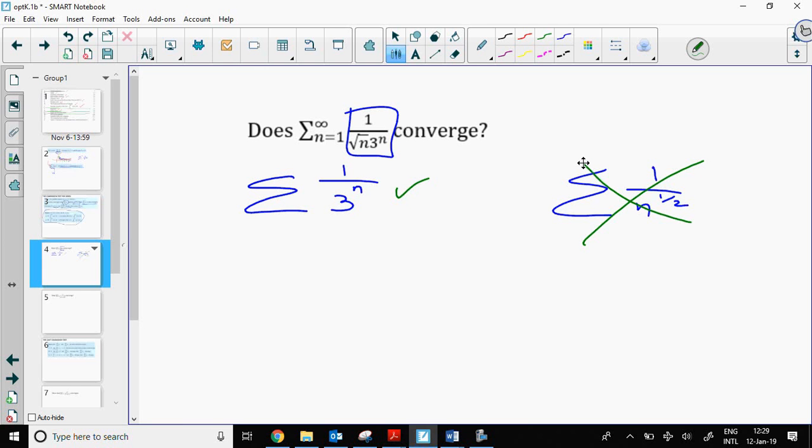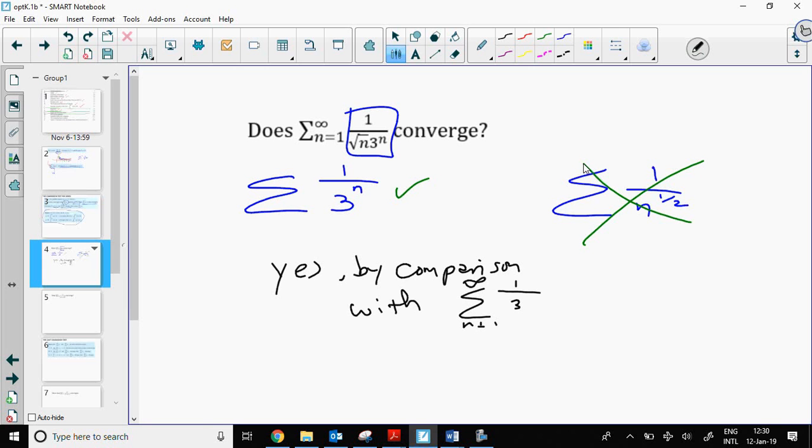This is a geometric series, right? Because that's 1 over 3 to the power of n. So my answer to this problem would be, yes, the series converges by comparison. So I'm showing the grader what test I'm using, and then I'm going to state what series I use. So by comparison with 1 over 3 to the n. And then I might make a note that this series converges because it's geometric, with r less than 1. There you go.